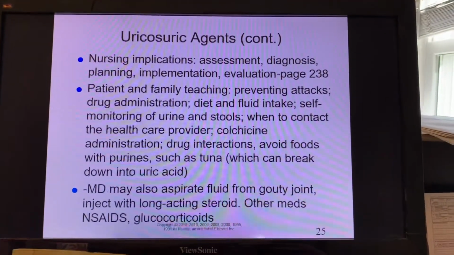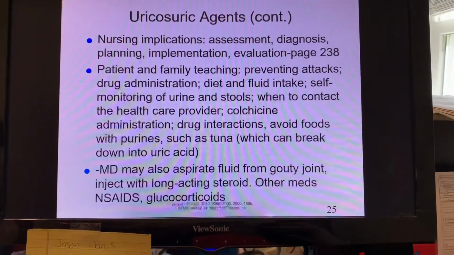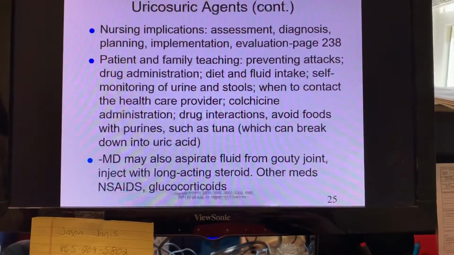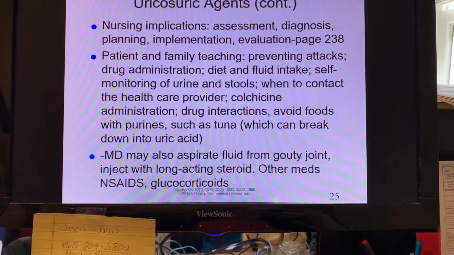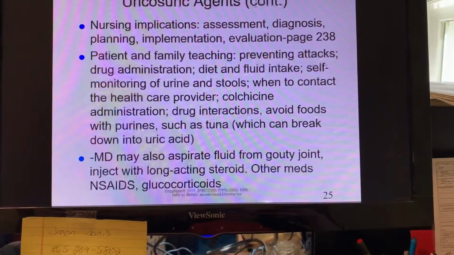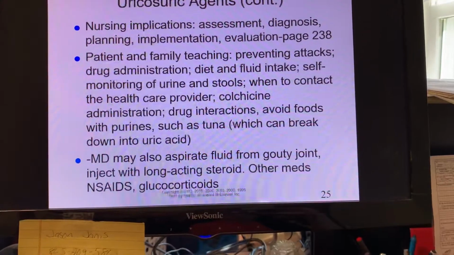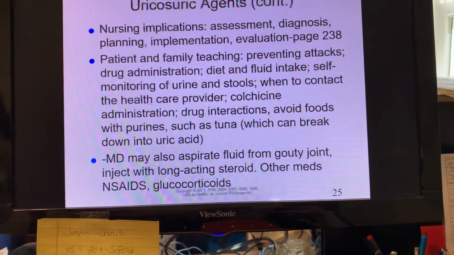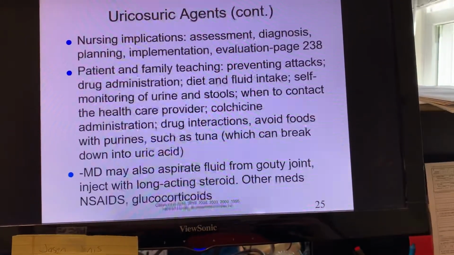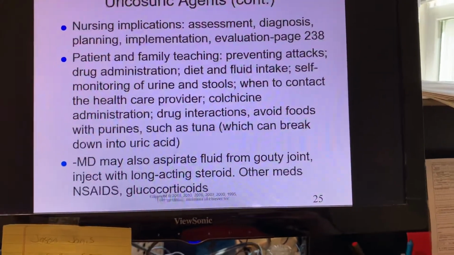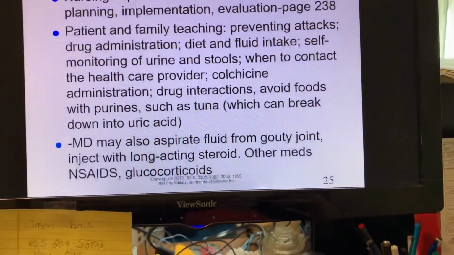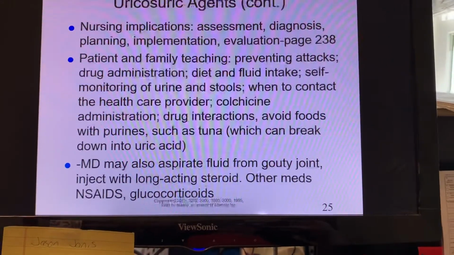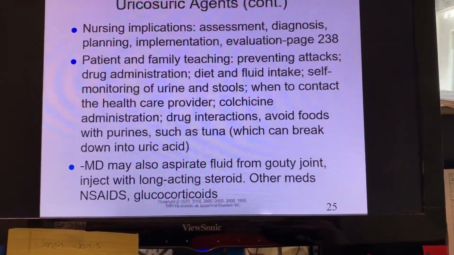You want to read page 238. Talk to the patient and family about preventing attacks. Tell them when to take their medications. They want to watch their diet. You want to cut down on lots of protein. This is very commonly seen in people with high meat intake, high protein intake. So it's recommended that the person changes their diet somewhat. Instead of eating a lot of fish, maybe take fish oils to get the benefits. Increase fluids, fruits and vegetables.